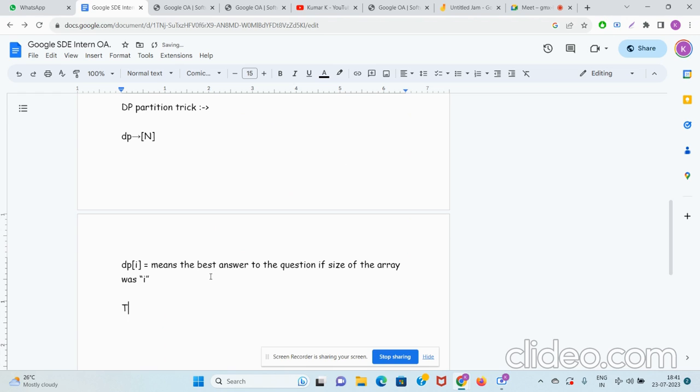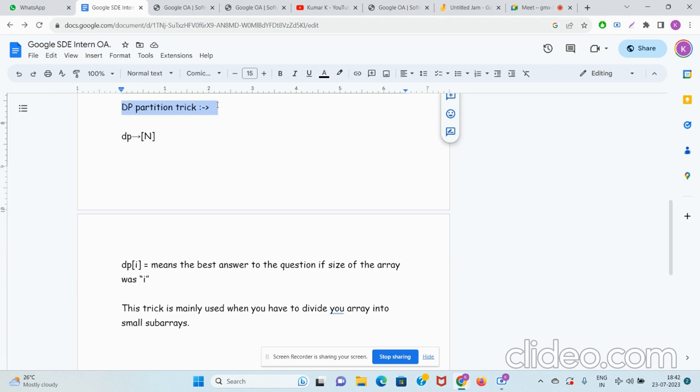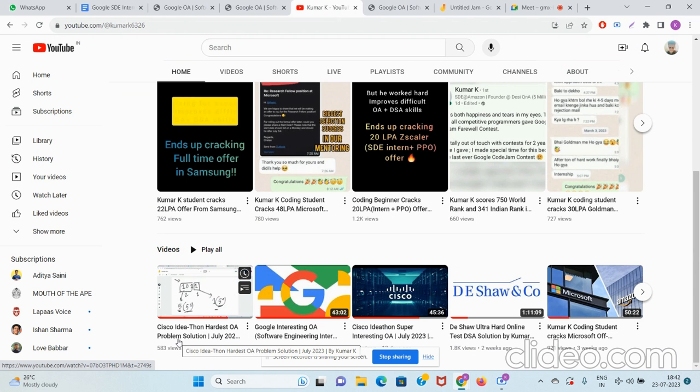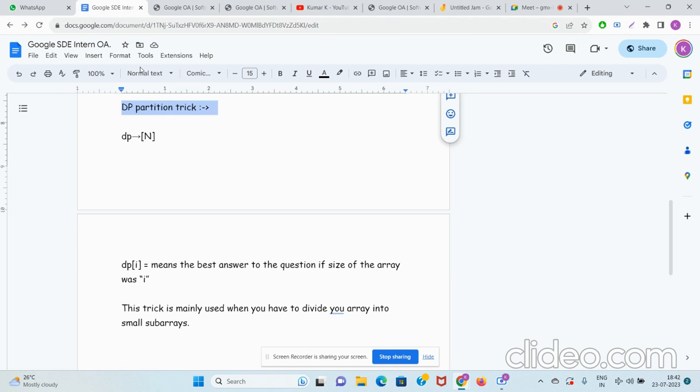This trick is mainly used when you have to divide your array into small subarrays. So say the question is telling you to divide your array into small subarrays and give the best possible answer, then you should know that you have to use the DP partition trick. I taught the same thing in the Cisco Ideathon as well. If you have watched, great for you. If you have not watched, learn again.